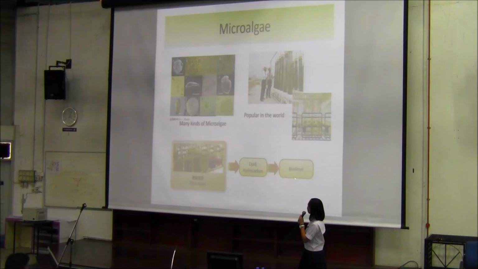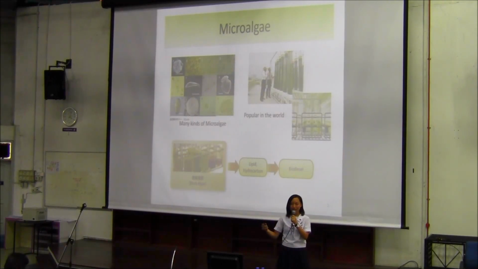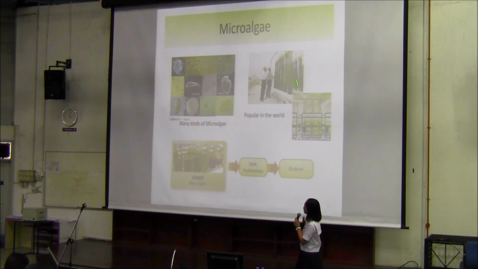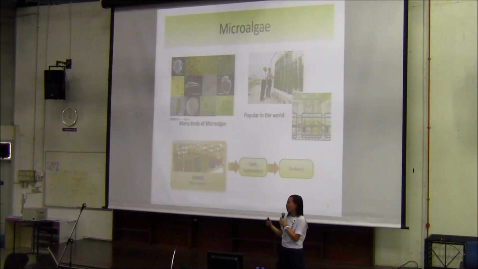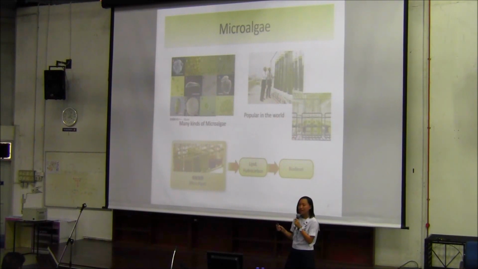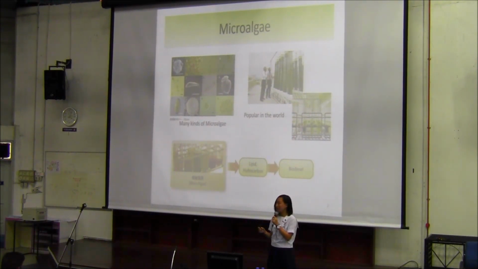So now we need more new energy resources, so it's very popular in the world. Many companies and universities research about it. There are many kinds of Microalgae, but among them we chose Chlorella as our sample, because it's easy to culture and it has a good photosynthesis capacity.